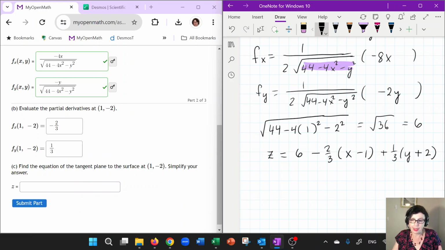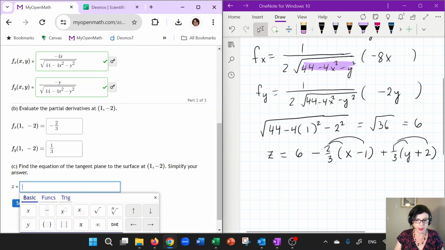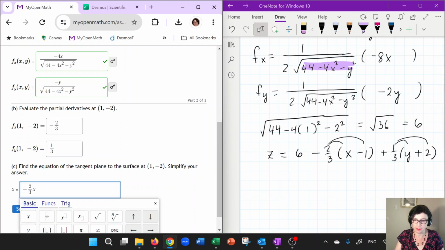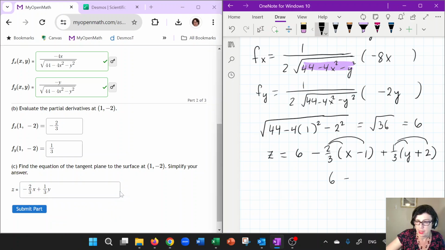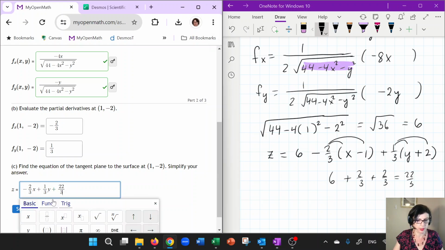Now, they are telling us to simplify it. So I guess they just want us to go ahead and distribute. So it'll become negative 2/3 x plus 1/3 y. And then let's see if we can combine the numbers. So we got 6, add 2/3, and add another 2/3. So that's like 4/3, right? So I think that would be 7 and 1/3, so 22/3, something like that. Hopefully I'm right. Well, we'll check in a second.